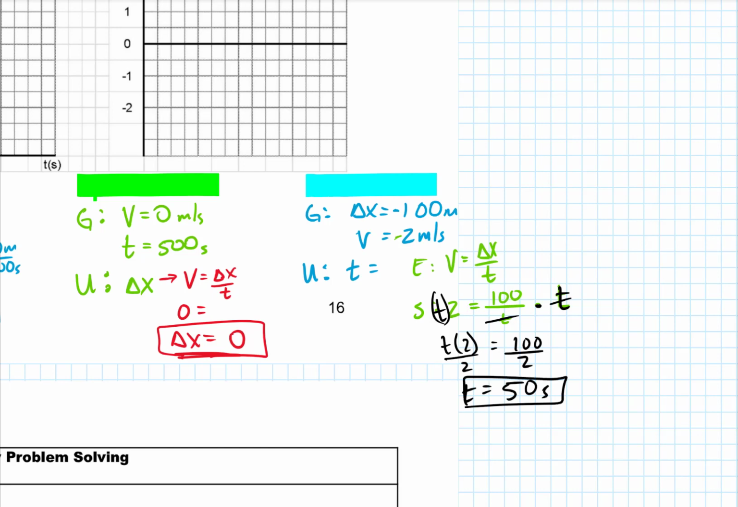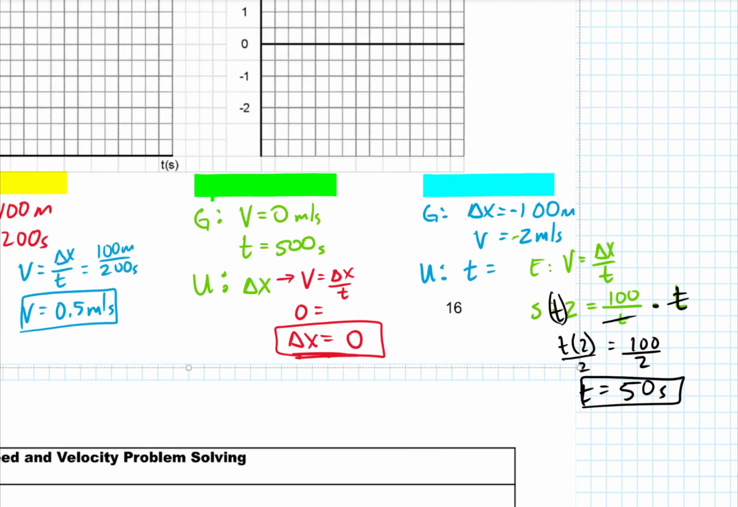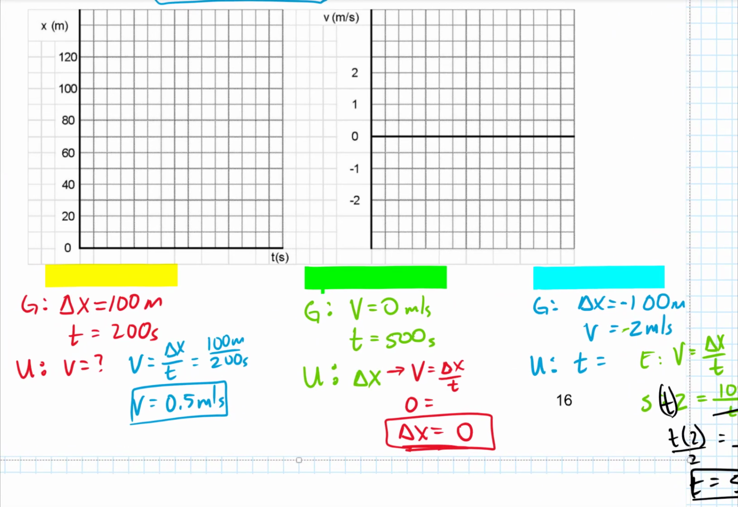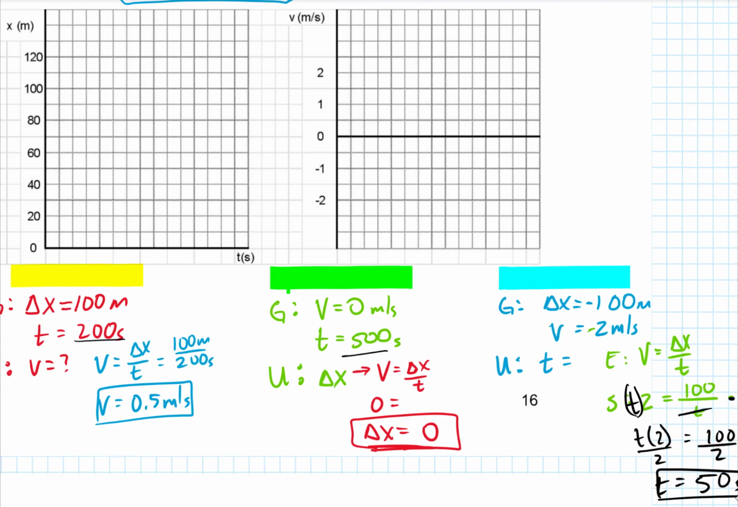So these are all of our pieces of information. Now we can graph it. So for our first chunk, first off, our total time is 200 plus 500 plus 50 seconds. That's going to be 750 seconds. So if we go through and we do this, it's 100 every 2 blocks. 200, 300, 400, 500, 600, 700, and then that last one would be 750.